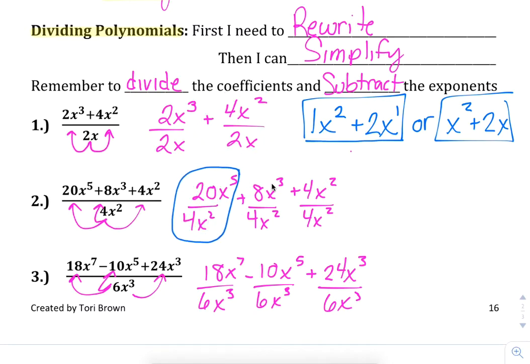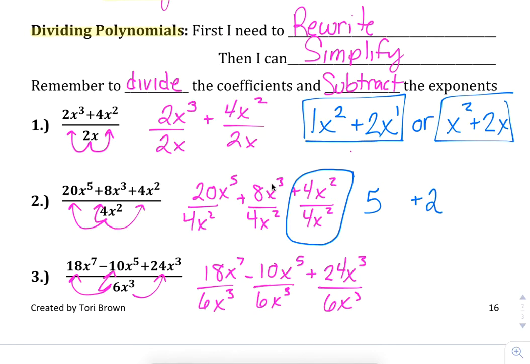We're going to divide all of the big numbers. So let's do that first. 20 divided by 4 is 5. 8 divided by 4 is 2. 4 divided by 4 is 1. Then I'm going to go back in and I'm going to do my x's.